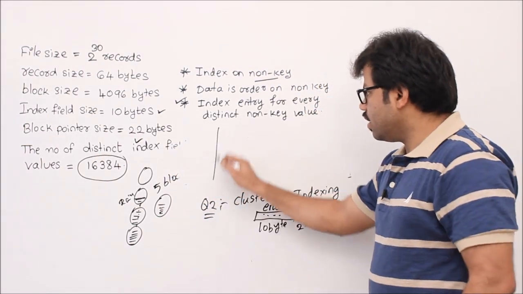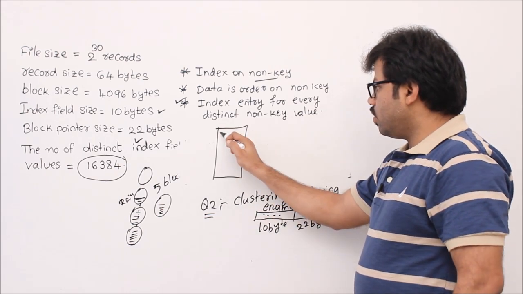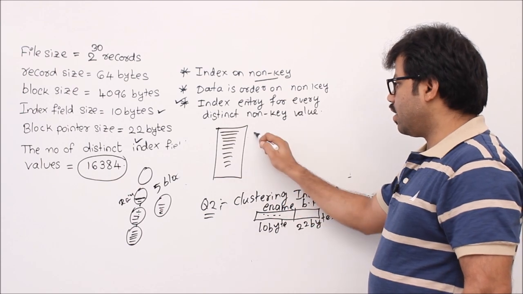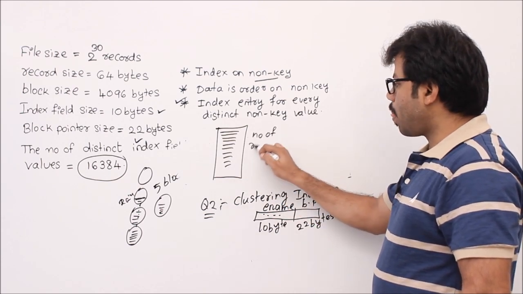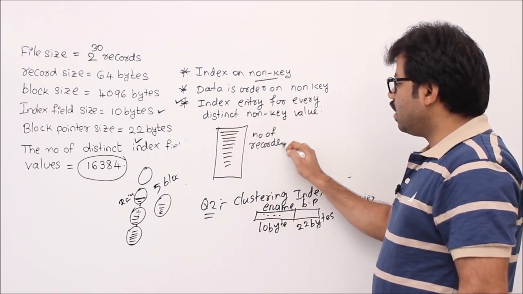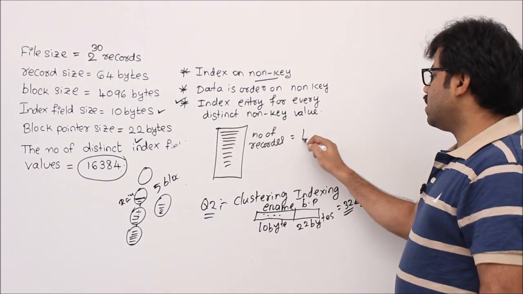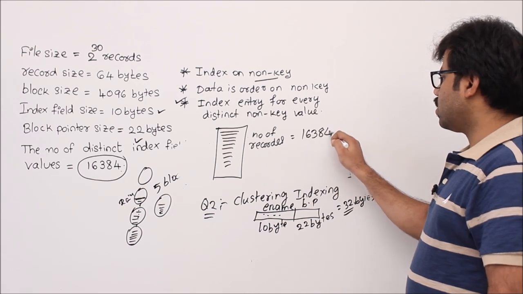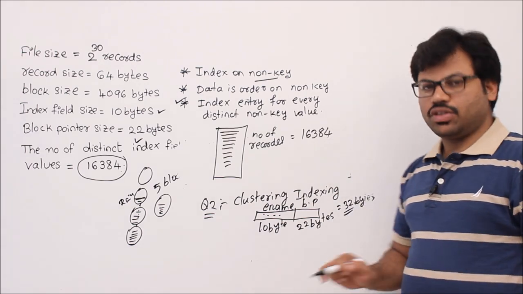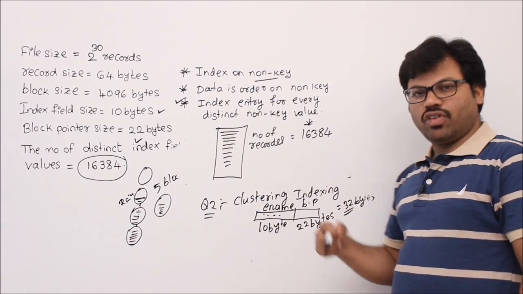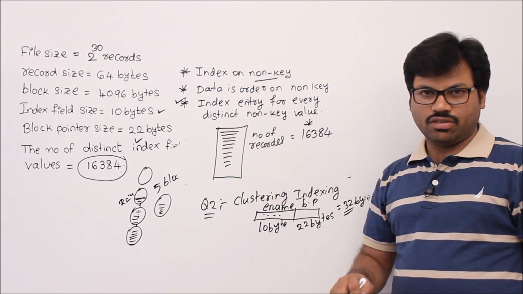I am writing here. So I am calculating the number of records in your index file. Number of records equals the number of distinct entries with respect to the index field, that is 16,384 records, right? So that you should understand. Sir, we did not understand. So many students don't understand it. For that I will take one example and tell you.